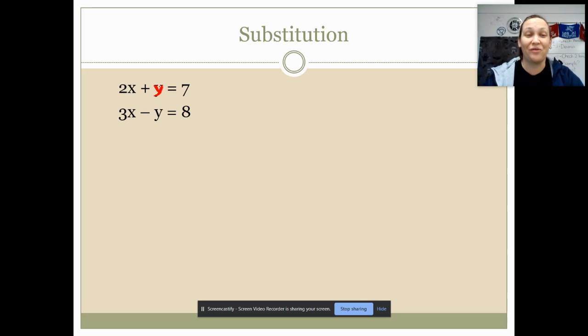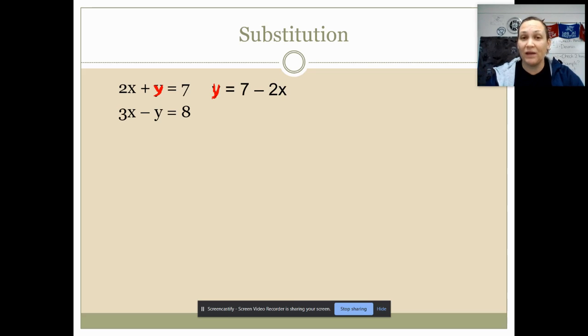Having chosen that letter y to get by itself, I only need to do one step of work. All I have to do is subtract the 2x to the other side, and my y is alone. So by choosing a letter that does not have a coefficient and that is positive, I can get it all by itself with just that one step. Now that I have a variable that's all alone, I'm ready for substitution.